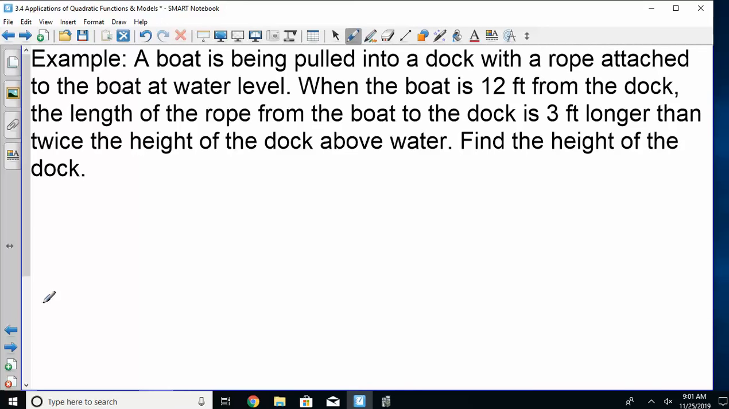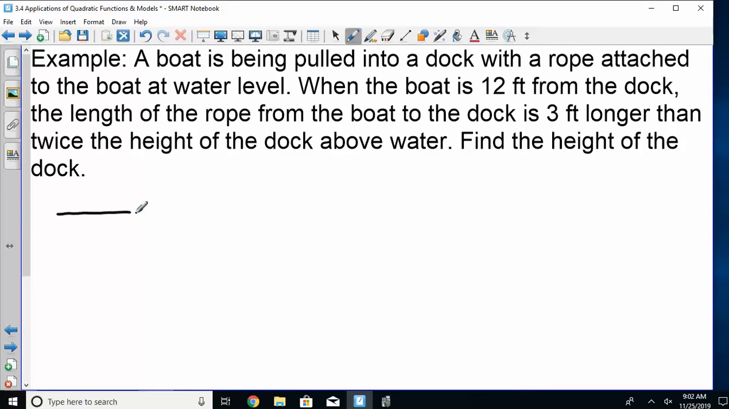A boat is being pulled into a dock with a rope attached to the boat at water level. When the boat is 12 feet from the dock, the length of the rope from the boat to the dock is 3 feet longer than twice the height of the dock above water. That's a lot. What should I do? Draw a picture.